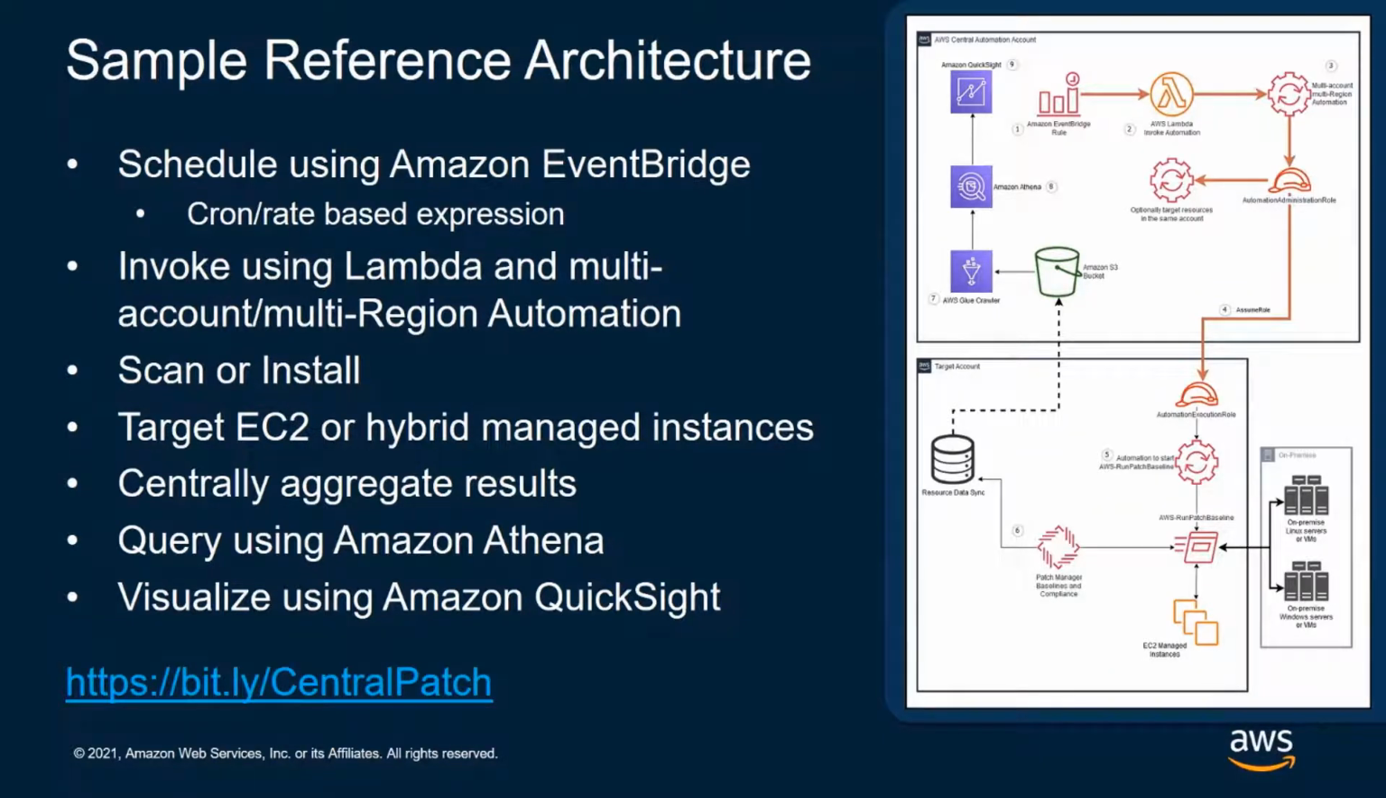In this case, you can specify whether you want to perform a scan or install patching operation. We're going to target our EC2 instances or those hybrid managed instances using a resource group. That information, based off of what patches are being marked as missing or successfully installed, will then be aggregated centrally into an Amazon S3 bucket using a resource data sync within Systems Manager. That information within the Amazon S3 bucket can then be aggregated into a database and table using an AWS Glue crawler, which you can then query using Amazon Athena and visualize using Amazon QuickSight.